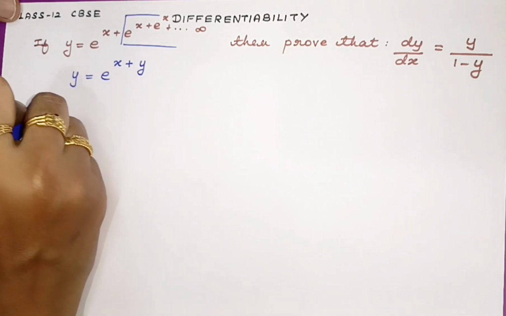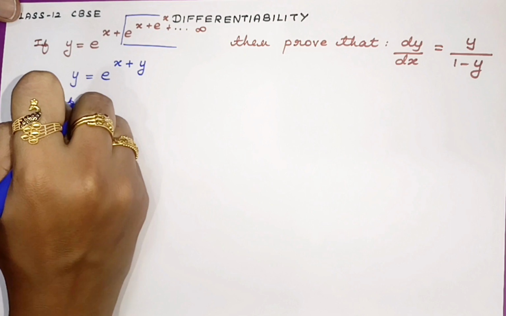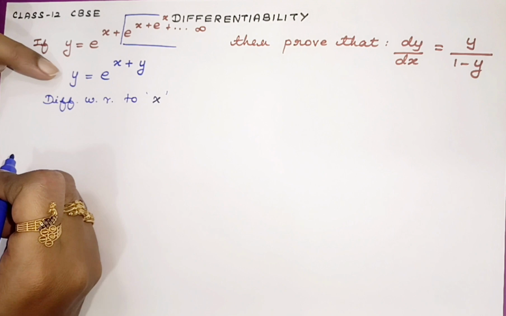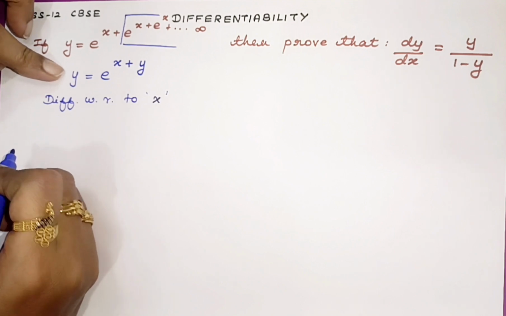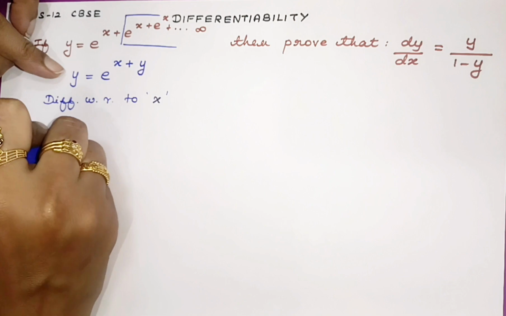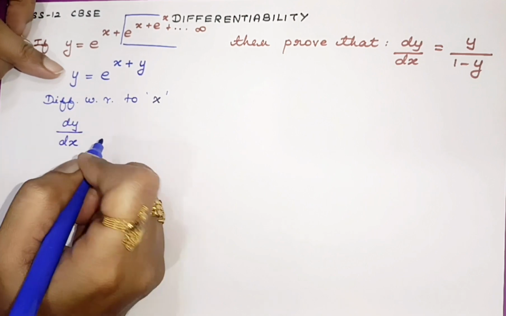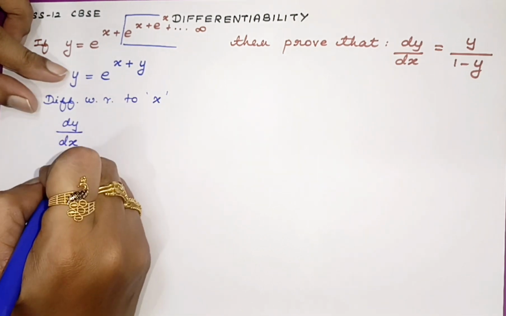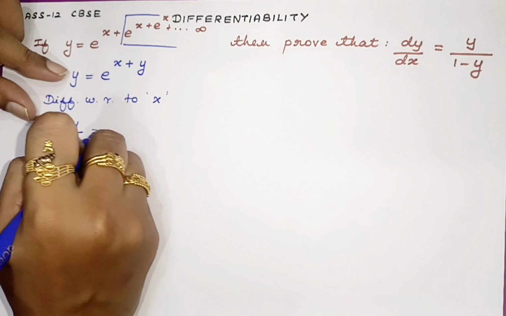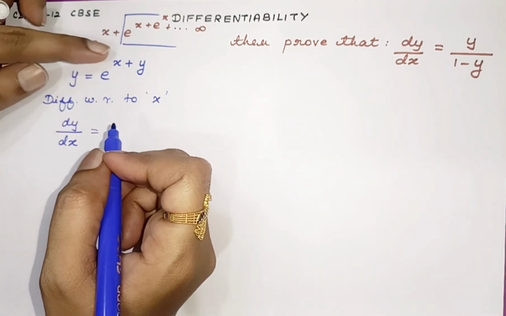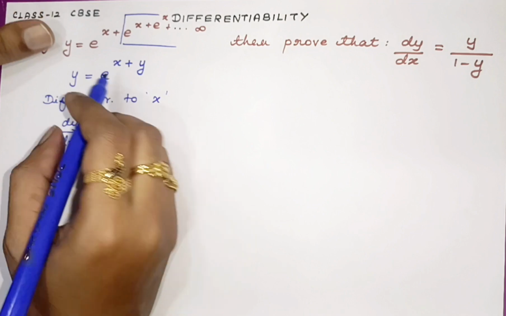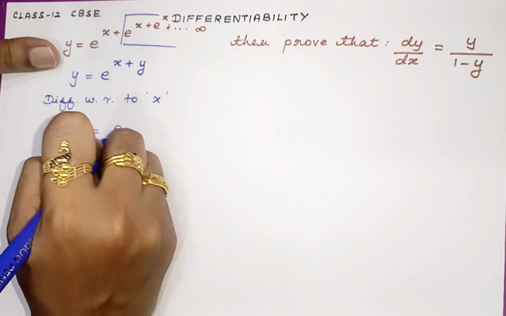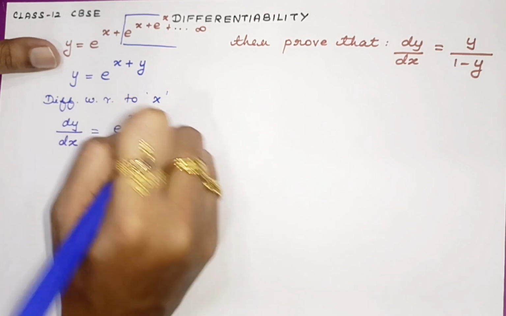Now we are going to differentiate this equation with respect to x. In the left hand side we have y, so differentiating y means we take dy by dx, or y dash. That is equal to what is the differentiation formula for e power x? Again e power x. So here e power x plus y is there, and on differentiating this e power x plus y, we will get e power x plus y.